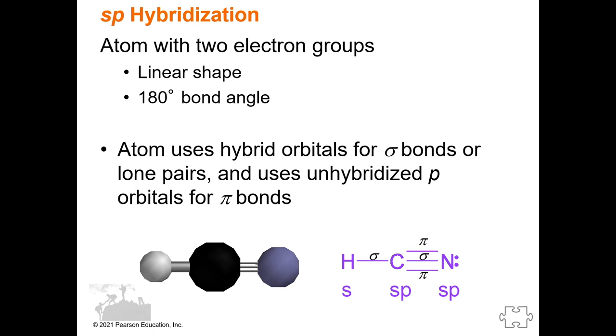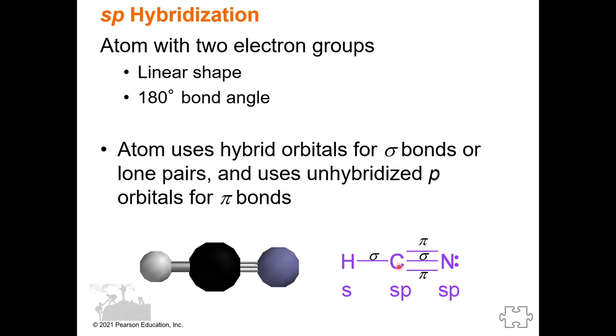With sp hybridization, we have 2 electron groups. So sp hybrid orbitals are formed by combining 1 s orbital and 1 p orbital. We'd end up with a linear shape and a bond angle of 180 degrees. Now take a look at what happens here with HCN. You see this triple bond? It's made up of 1 sigma bond and 2 pi bonds. So those 2 unhybridized p orbitals in carbon are going to be used to form the triple bond with nitrogen.